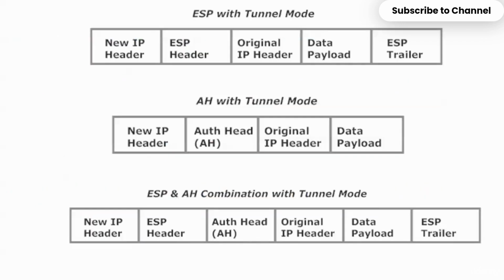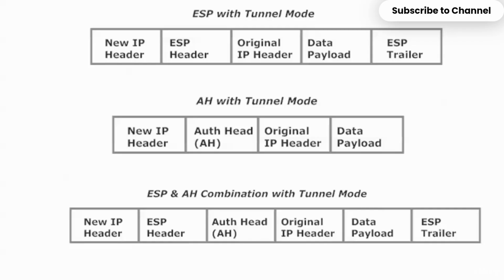Now, here's a visual that will really help you knock all that theory down. ESP with tunnel mode at the top, you see we've got the header and the trailer there encapsulating the original IP header and the data payload. And you've got that new IP header on the very front. Now, AH with tunnel mode, you see the authentication header, the AH, is inserted right in front of the IP header, and there is a new IP header put on as well with the tunnel endpoint addresses. Now, ESP and AH combination with tunnel mode, you can run ESP and AH. They are not mutually exclusive.